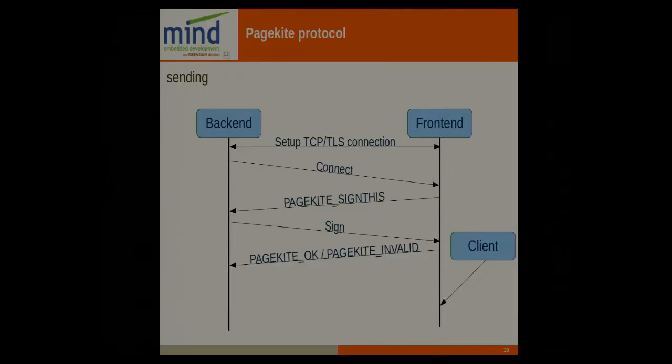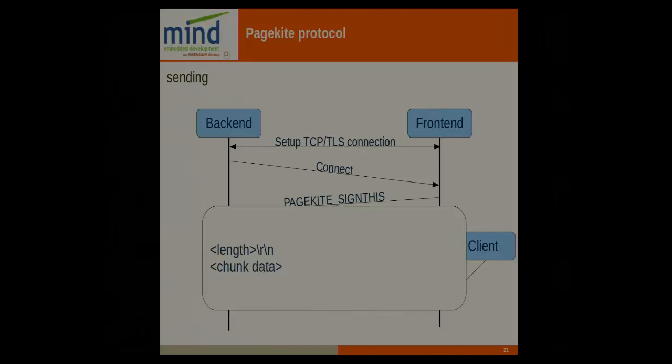And after that, your connection is set up. So the handshake is done. When a client connects to your front end, the communication that is sent to the front end is sent over the tunnel in chunks. So what does a chunk look like? A chunk is actually just a length indicator and some data.